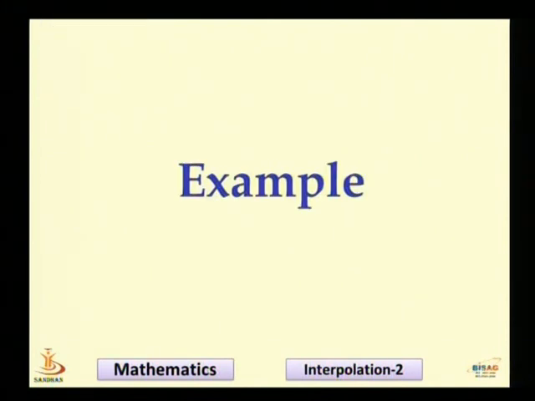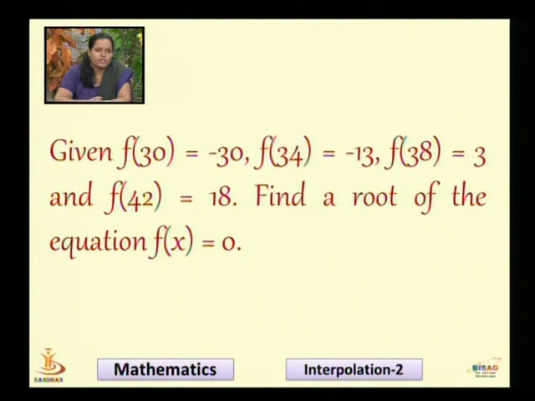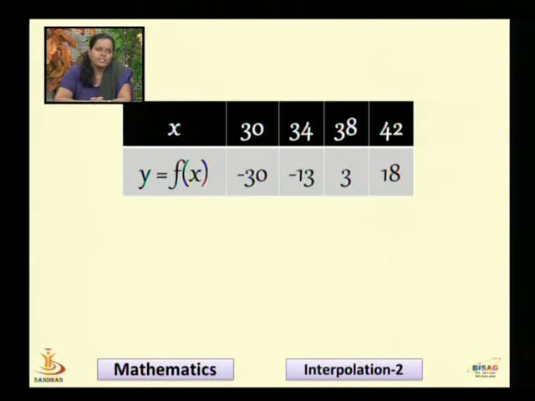Let us take an example to see inverse interpolation using Lagrange. Given f of 30 is equal to minus 30, f of 34 is equal to minus 13, f of 38 is equal to 3 and f of 42 is equal to 18. Our question is to find a root of the equation f of x equal to 0. Now, representing the given data in tabular form, we take x as 30, 34, 38 and 42. The corresponding values of y are minus 30, minus 13, 3 and 18.